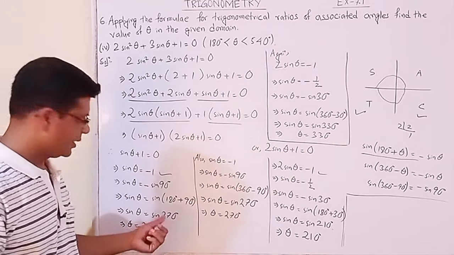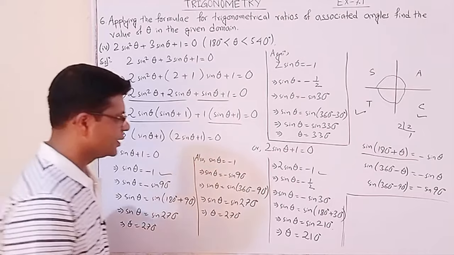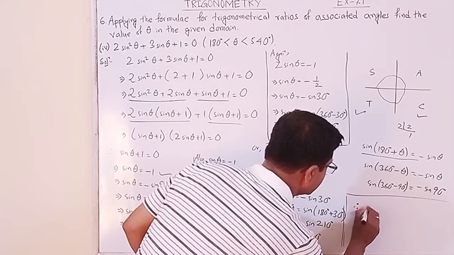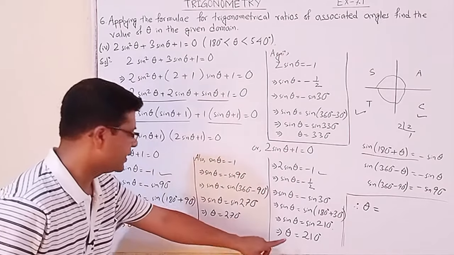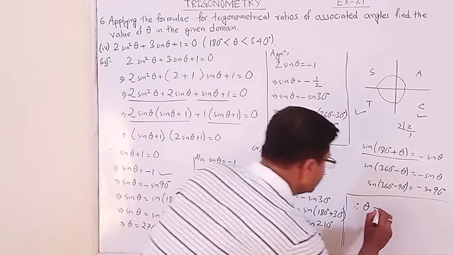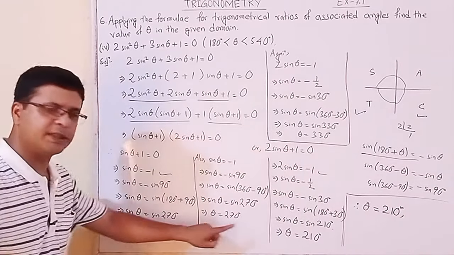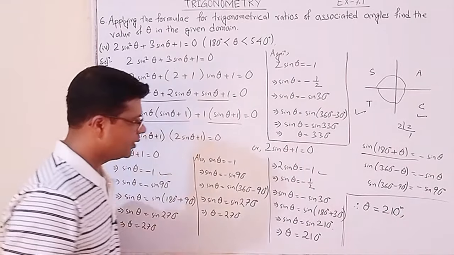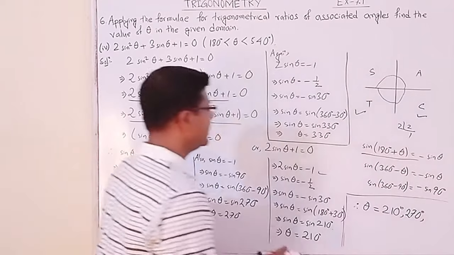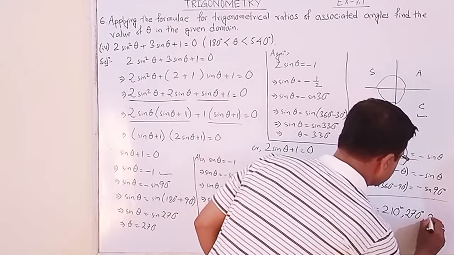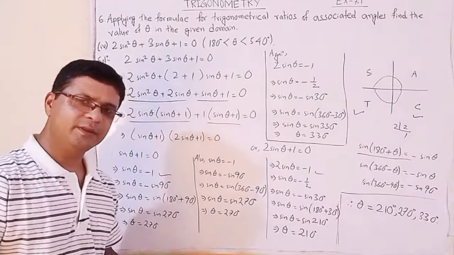Once this is the first case, then second case, third case, fourth case. But these two values are the same, so we'll write only one value. So ultimately what is the solution? Theta equal to, let us write serially. First the lowest value is 210 degree, next value is 270 degree, the same value we'll write once only, then 330 degree. These are the three values of theta. Have you understood, my beloved students?